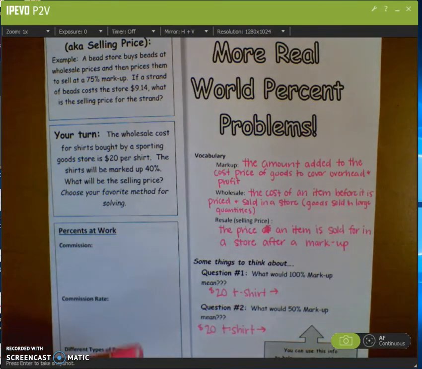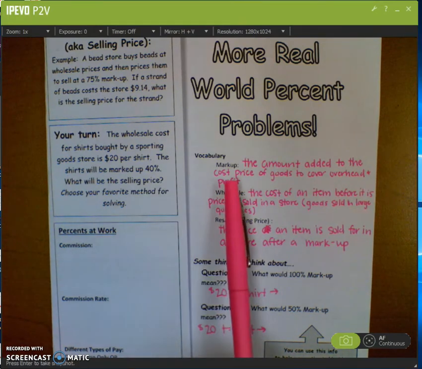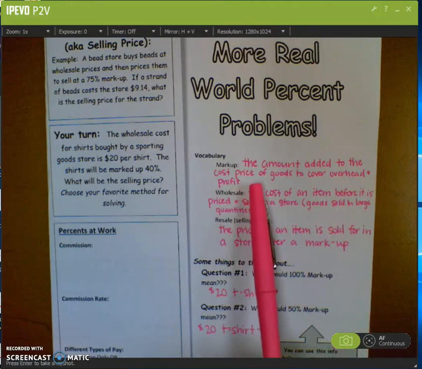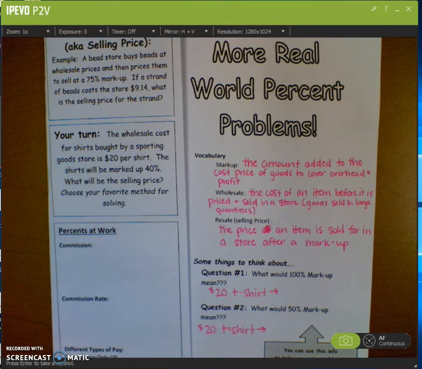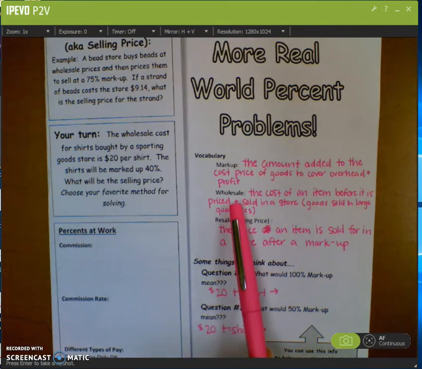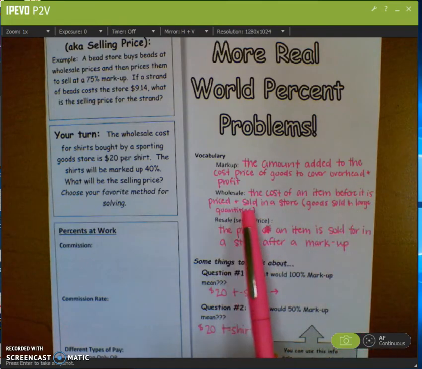So we have some vocabulary here that I'm going to read, and then I just encourage you to pause the video and copy it if you don't get it copied while I'm reading them. So markup is the amount added to the cost price of goods to cover overhead and profit. So we've talked about a store buys a shirt for $10 and they sell it to us for $15, and we call that a markup. We call that the cost that they use to cover their cash outflow and making sure that they make a profit.